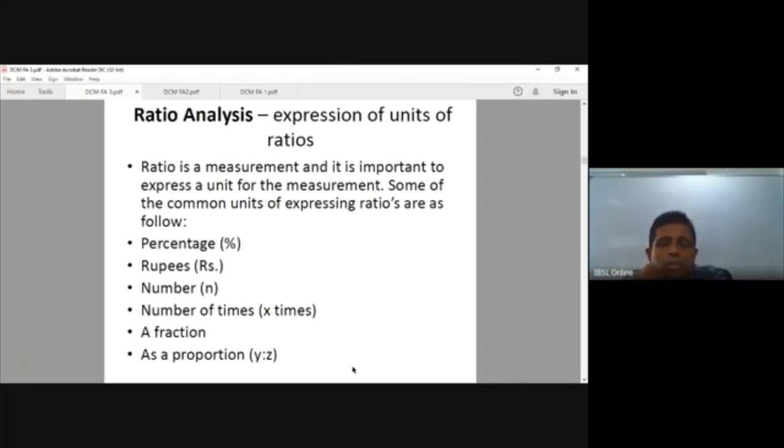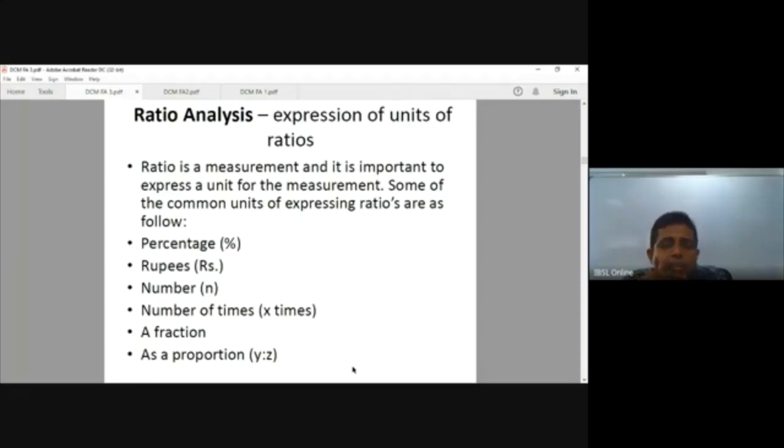Then some ratios are number of times. For example, we can say interest cover, number of times. Number of times asset turnover, right? Asset turnover, number of times. Number of times you can generate your turnover by using your assets, right?